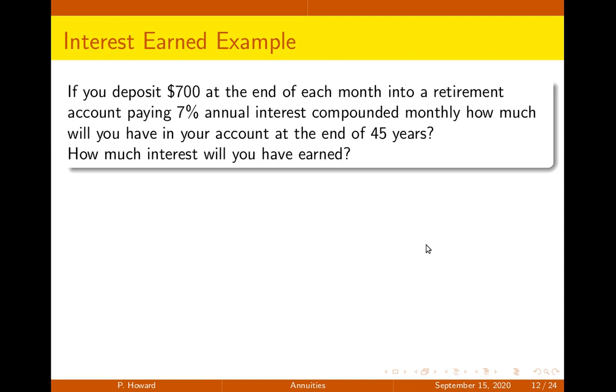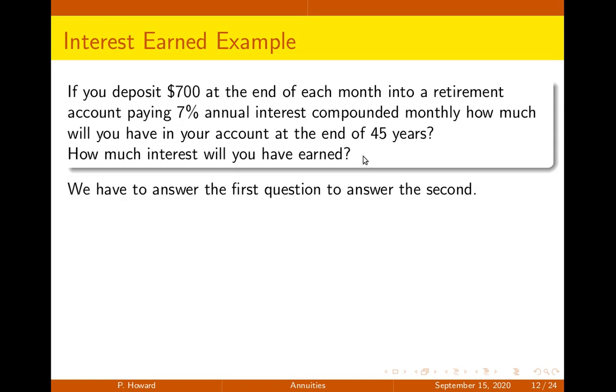So why don't we try an example? Let's say you deposit $700 at the end of each month into a retirement account that pays 7% annual interest, compounded monthly as usual. How much will you have in the account at the end of 45 years? And second question, how much interest will you have earned? So as we saw on the previous slide, you have to find the ending amount in the account in order to answer the second question.